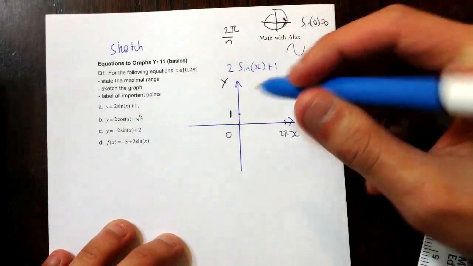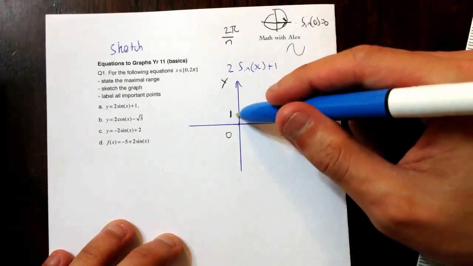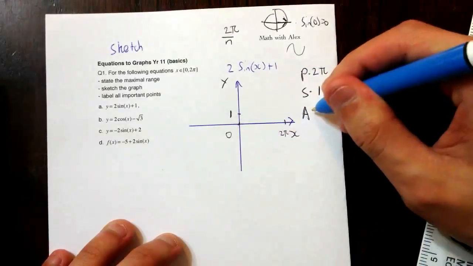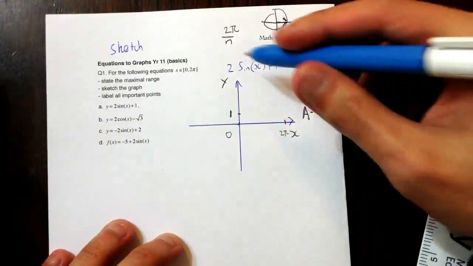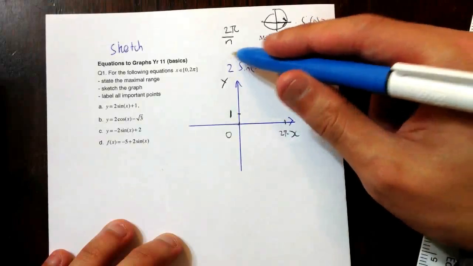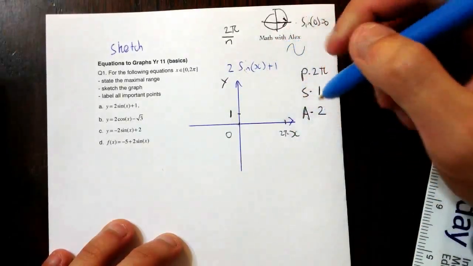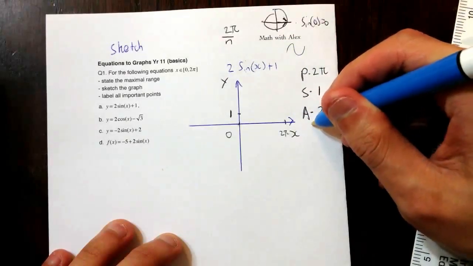Finally, last thing: we know how far across it goes. We know where we start. How high and how low do we go? So I call this A, and this is the amplitude. The amplitude is the number in front of the sine, because it tells us how much it varies. And that's 2. Sometimes it's minus 2. Doesn't really matter. So now I just want to know the max and the min.